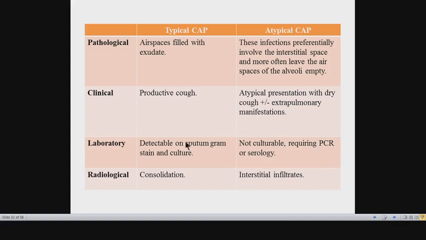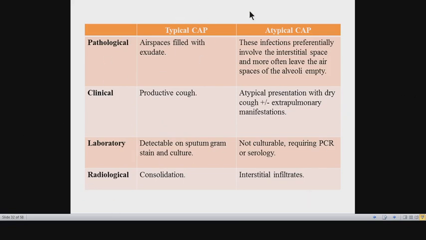And they will require special testing, either with PCR. We can do sputum PCR, meaning we cannot culture the organism, but we can detect the genome, the nucleic acid of the organism, with PCR. Or we can look for evidence of the infection on serology. We should look for the antibodies formed against the infection, or we can look for the atypical organism antigen. For example, in Legionella, we can detect the Legionella antigen on the urine test. We can do a urine antigen test for Legionella. So in general, typical organisms are detectable on gram stain and culture, while atypical organisms are non-culturable.